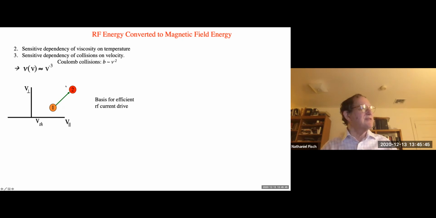And the point is that if I push particles, let's say, parallel to the magnetic field, from velocity space location 1 to velocity space location 2, possibly in the direction perpendicular to the field, because they're more collisionless when they're in velocity space location 2, they'll carry their current longer. So that's a big thing for a current drive effect.